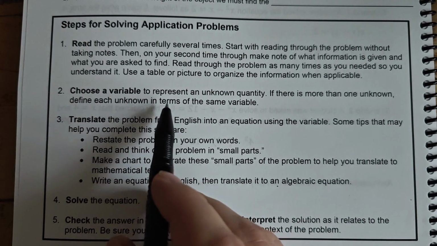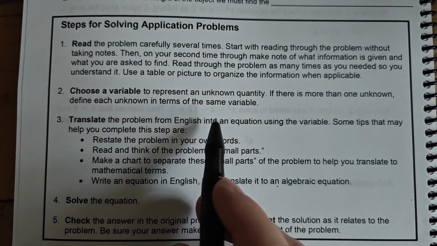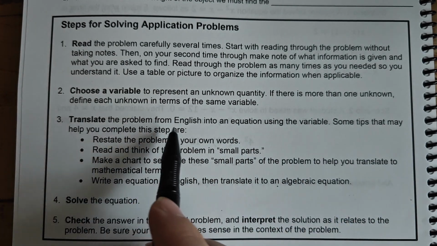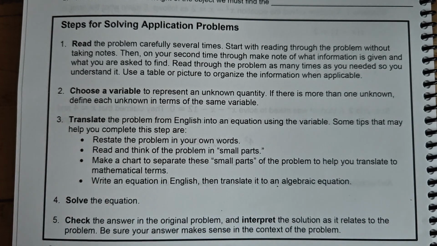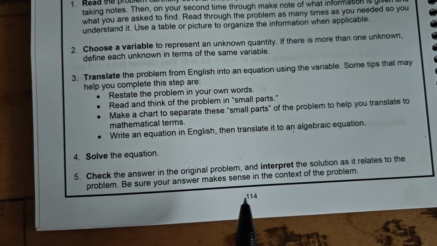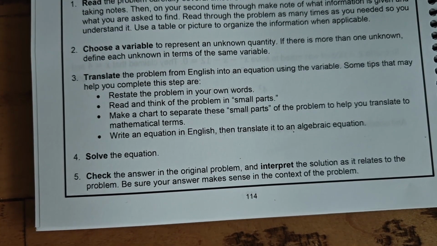Then you choose a variable to represent the unknown quantity. Define each unknown in terms of the same variable. Step 3 is translate the problem from English into an equation using this variable. Solve the equation, then check the answer and interpret the solution. At this point also, it doesn't say this here, but reread the problem after you've solved the problem to make sure that you actually solved what the problem is asking for.